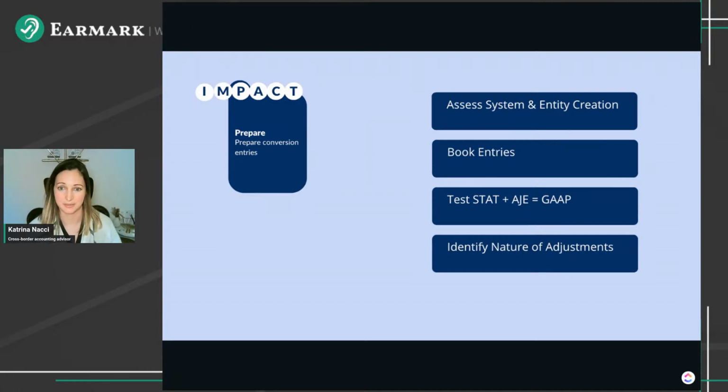Some of those adjustments will be one-time adjustments that you just need to make to get up to a US GAAP standard. And some of them will be more recurring in nature. So it's helpful to tag those in terms of how you might have to reverse them in the system or track them and book them on a quarterly basis as well.